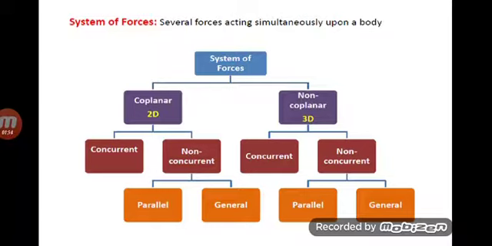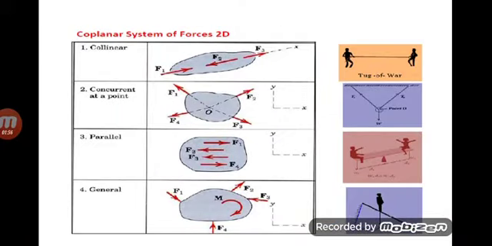So let's see what all the forces are in detail. First, the coplanar system of forces, that is 2D. First case, collinear. Collinear means, see in the first diagram, the forces F1, F2, F3 are there, but the lines of action of the forces coincide in the same line, that is called collinear. See the second diagram, there F1, F2, F3, F4 forces are there, but they are not in the same line, but the lines of action of the forces meet at a point. That's why it is called concurrent at a point.